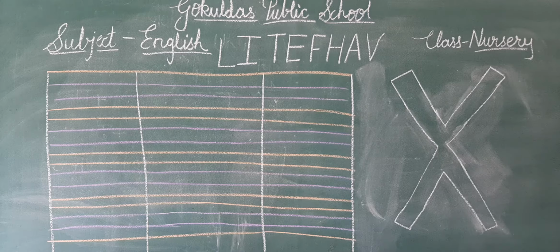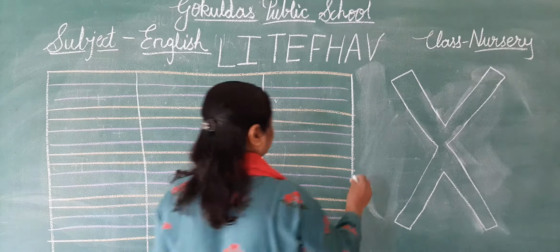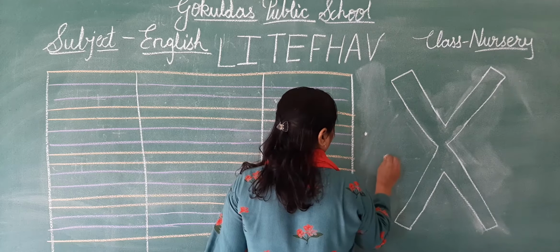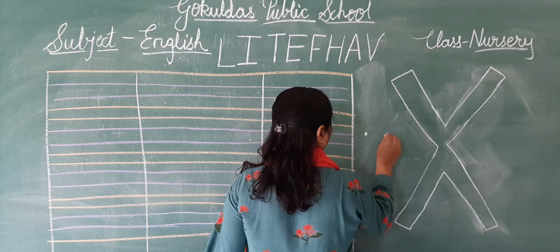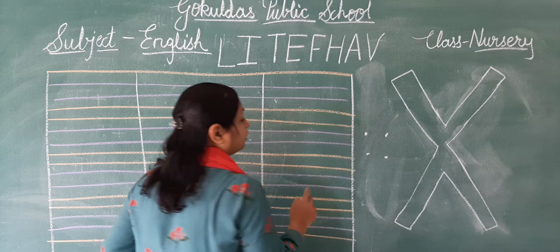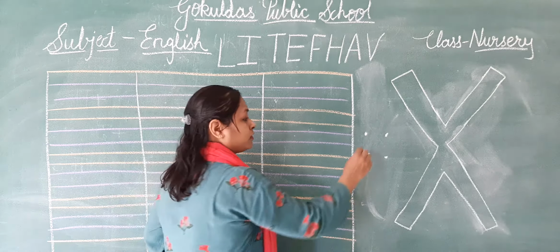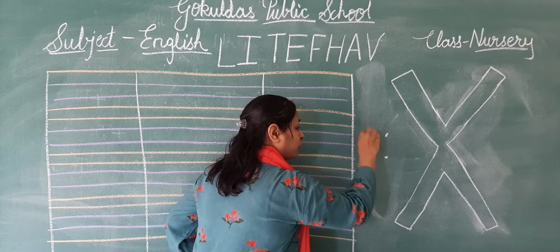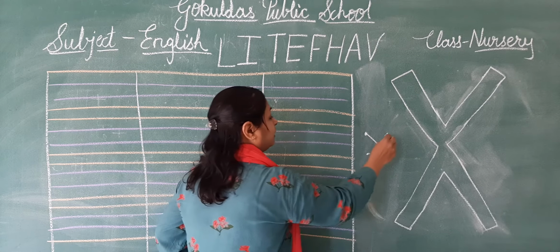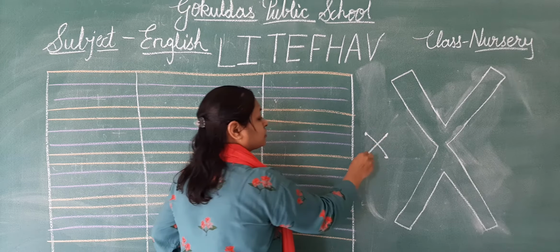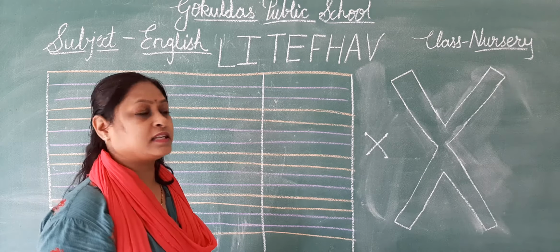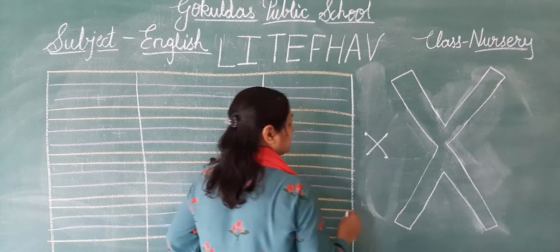Now, look here. How will we write letter X? One dot here, one dot here. Four dots are there. So, first, from this dot to this dot, slanting line. From this dot to this dot, slanting line. Which letter is this? X.